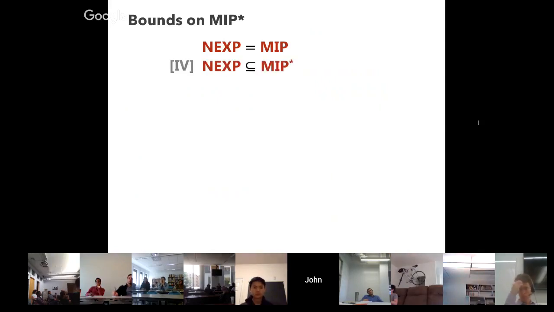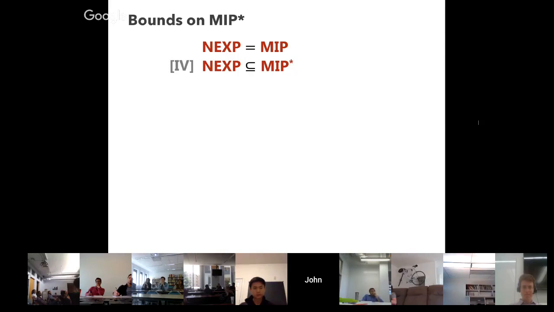But in spite of that, about 7 years ago now, Ito and Vidick showed that, in fact, MIP star is at least as powerful as NEXP. And the way they did it was they took this MIP protocol for NEXP, and then they showed it was also sound against quantum adversaries. So they showed that if you're quantum, it doesn't really help against this protocol. Okay, so that's the lower bound. It shows that adding entanglement doesn't hurt. But it doesn't say anything about any upper bounds. So what's the best upper bound we know for MIP star?